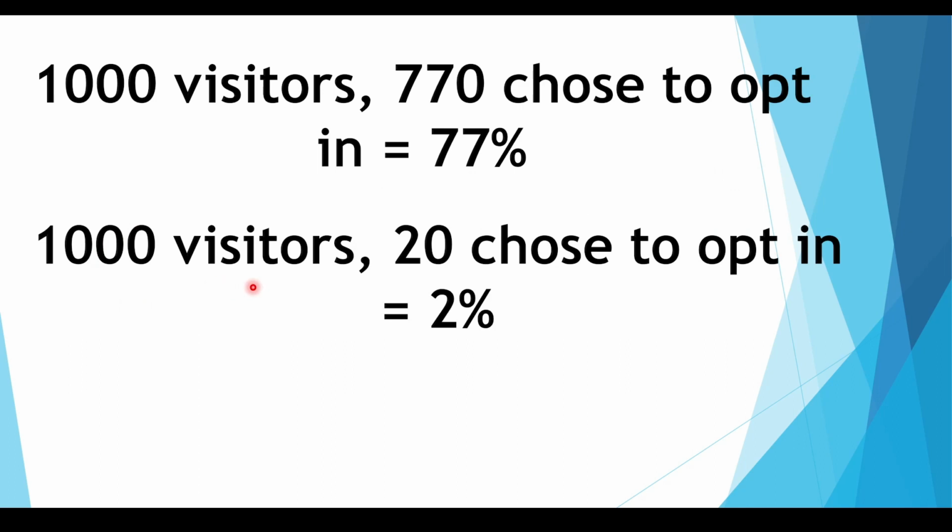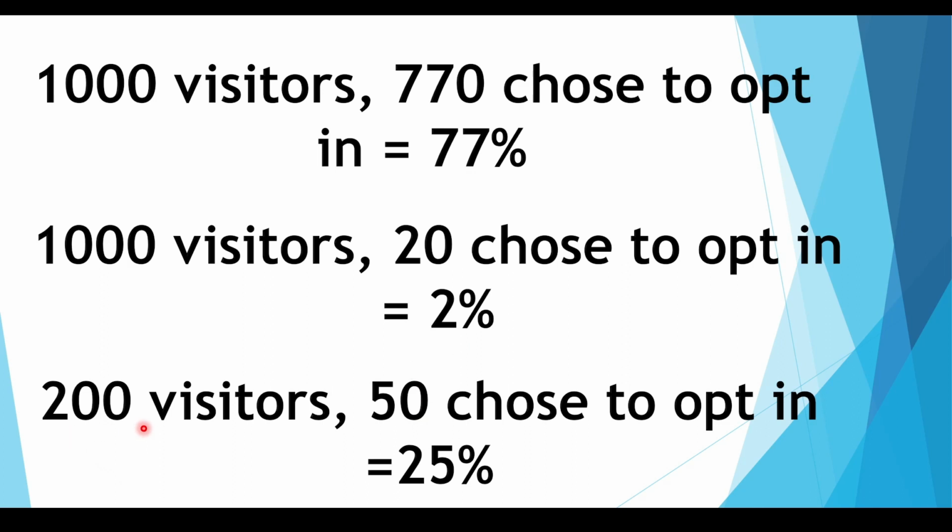Let's use another example. You had 1,000 visitors go to your squeeze page. 20 of them chose to opt in and submit their details. As an opt-in rate, because only 20 visitors opted in to your squeeze page out of 1,000, the opt-in rate is 2%.